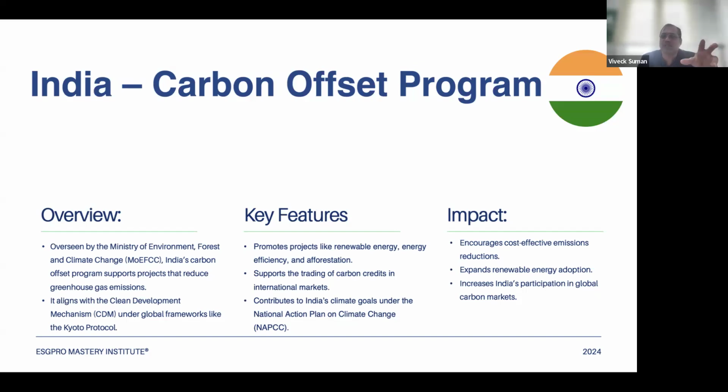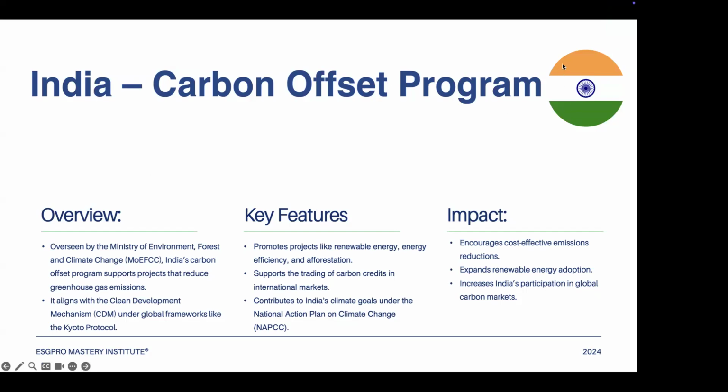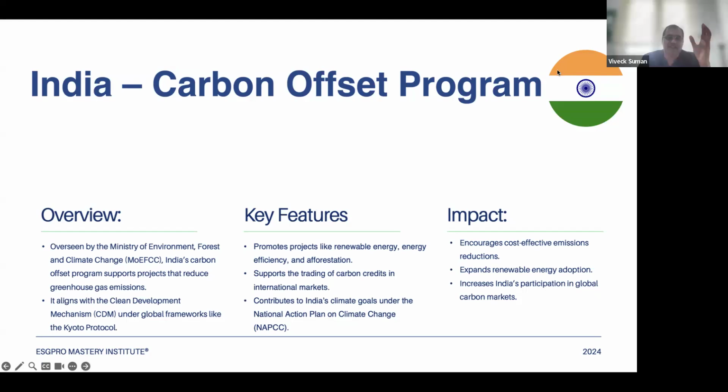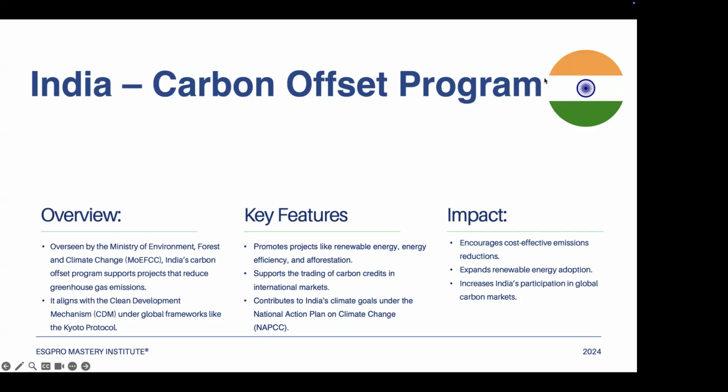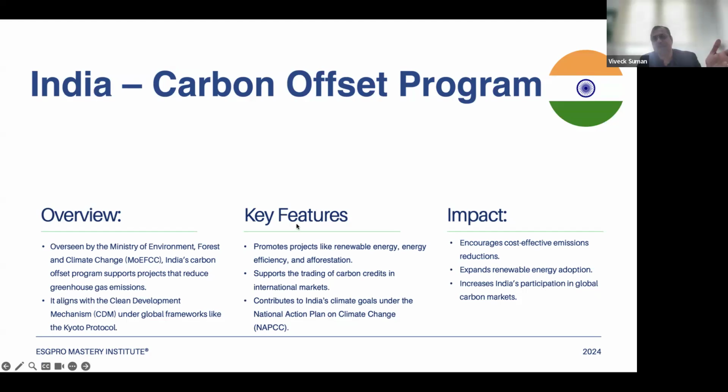What do you think, which project will come under this purview? Anyone, try it. Solar? Absolutely, you are right, Rajniti. Perfect. Solar: if somebody is running a solar farm, a power plant, they can apply for a carbon credit, and they will be part of it.